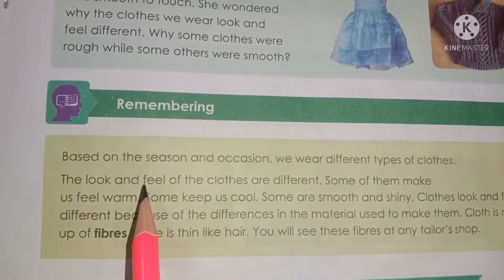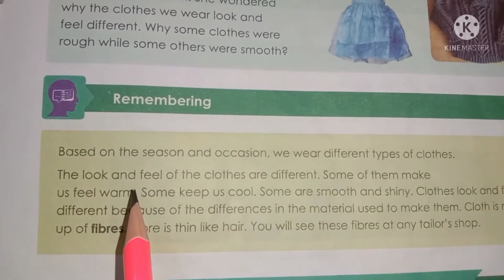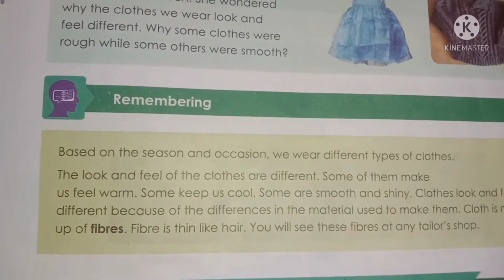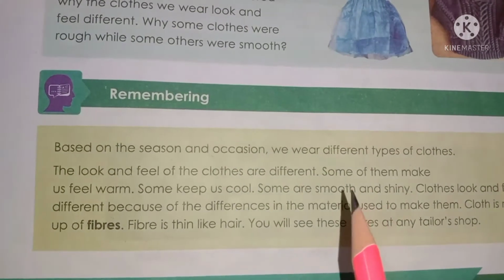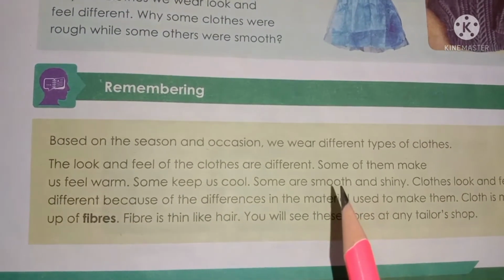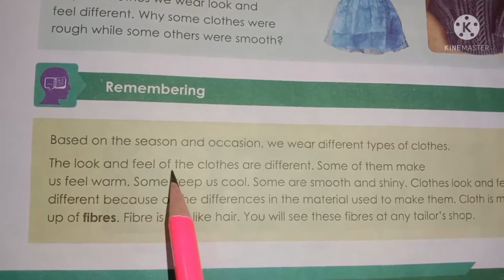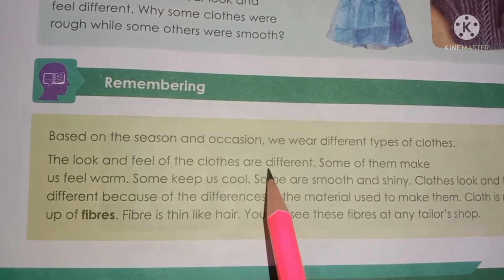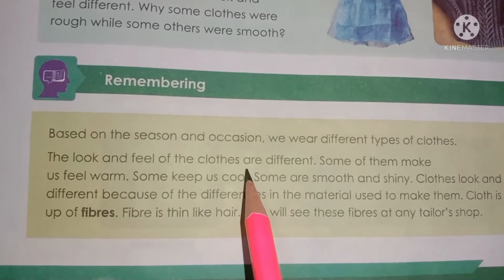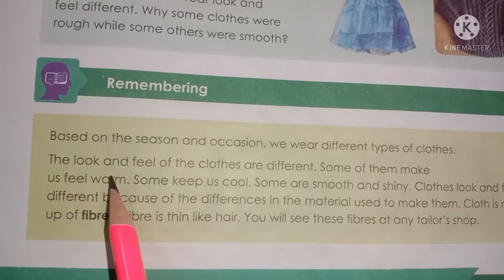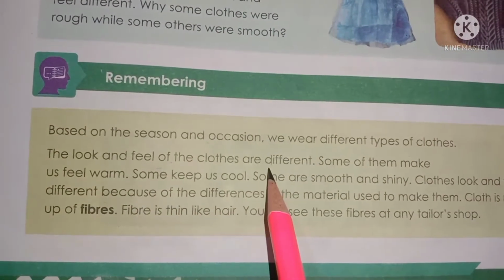During summer season we wear cotton clothes, then during winter season we wear woolen clothes. When we wear woolen clothes in winter, it keeps our body warm. The look and feel of the clothes are different. When we touch the cloth, some clothes are rough, some are smooth.